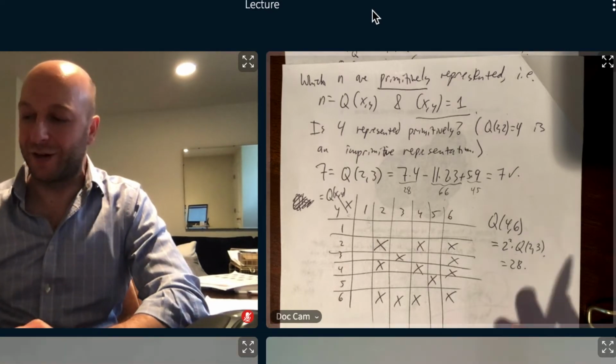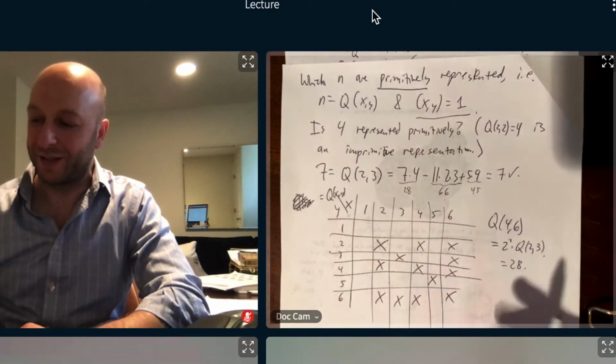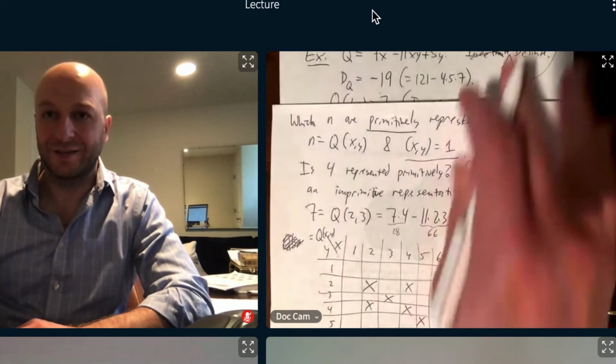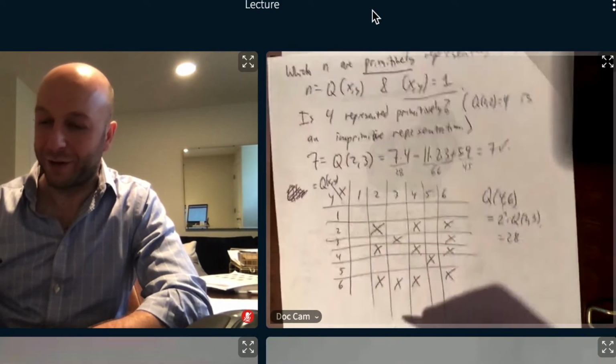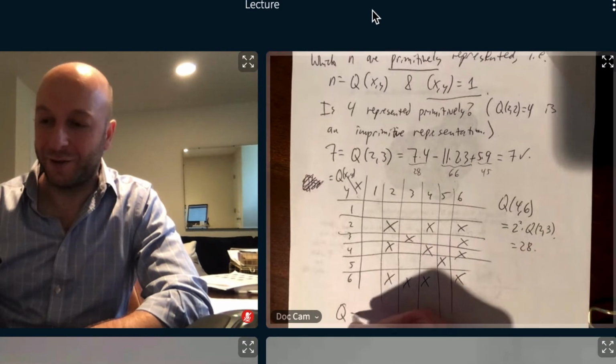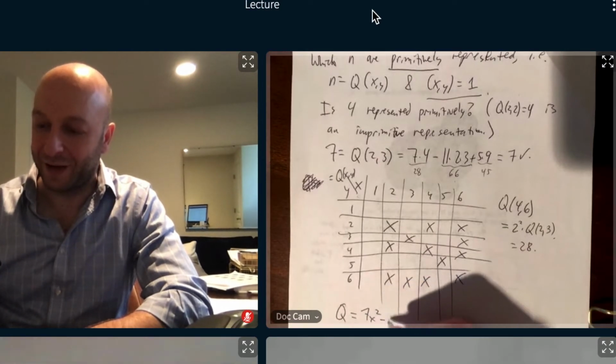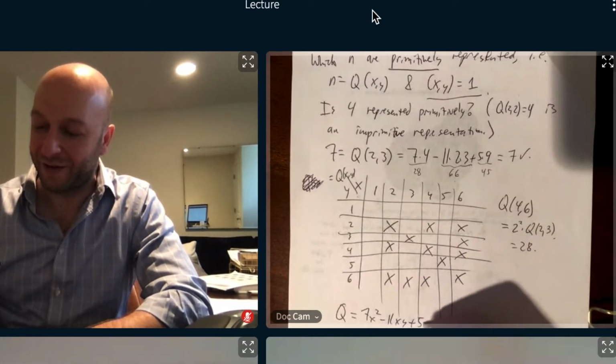Let's see, we no longer have the quadratic form visible. But I need the space. I'll rewrite the quadratic form down here. Q was 7x squared minus 11xy plus 5y squared.